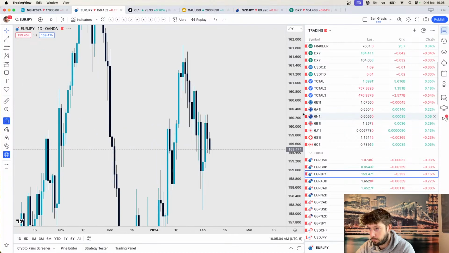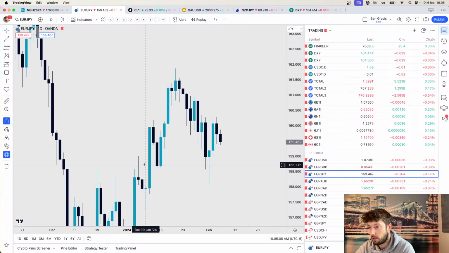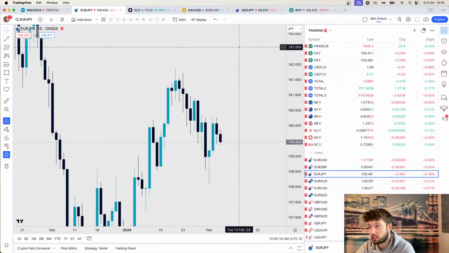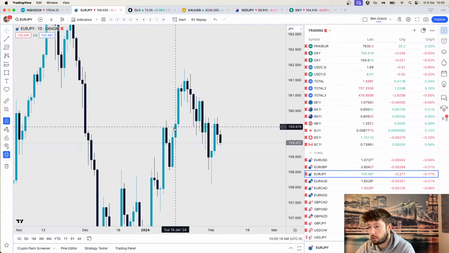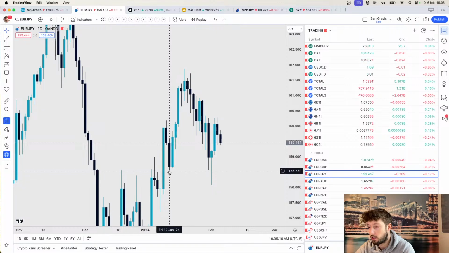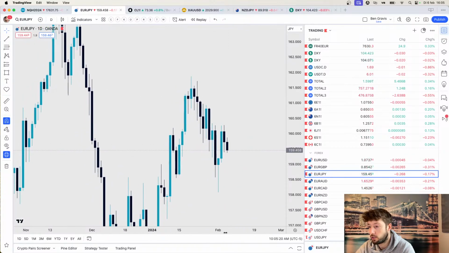The daily of EURJPY basically could still make that bullish N pattern. So we did close below this fair value gap, but we swept the low here. So this is your low already. So you have the bullish N that could occur.